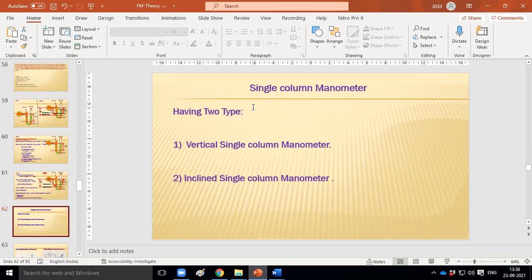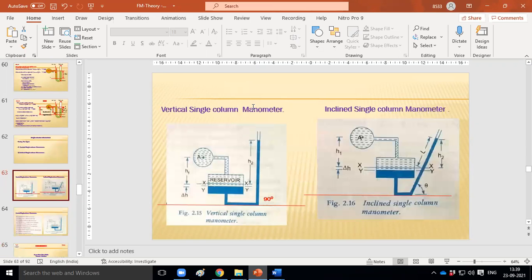We already discussed the U-tube manometer. Now the next type is the single column manometer, and this again has two types. One is a vertical single column manometer, and the second type is an inclined single column manometer. What is the difference between them? The figure is in front of you. In this figure, you can easily guess the difference between the U-tube manometer and the single column manometer.